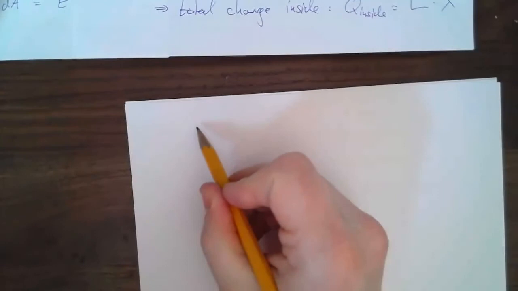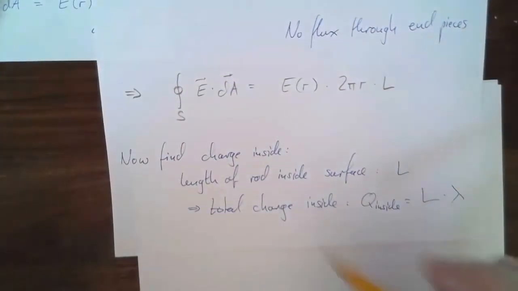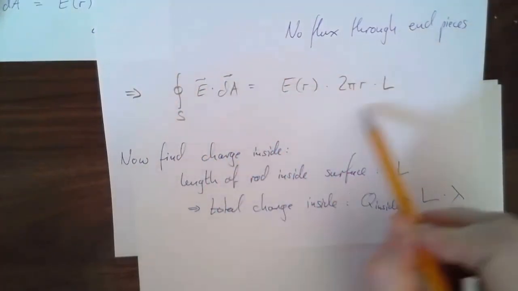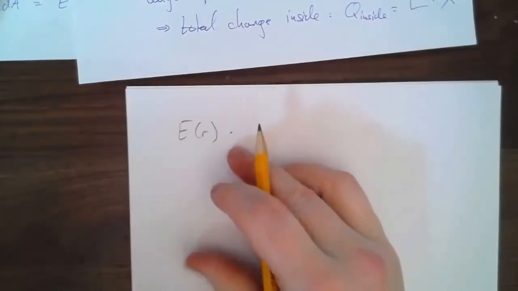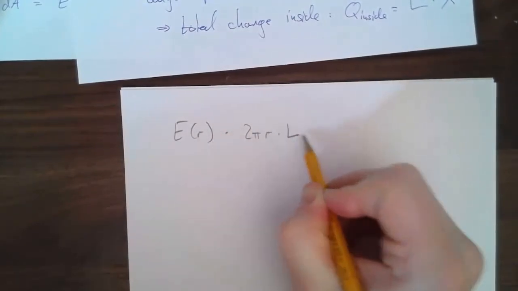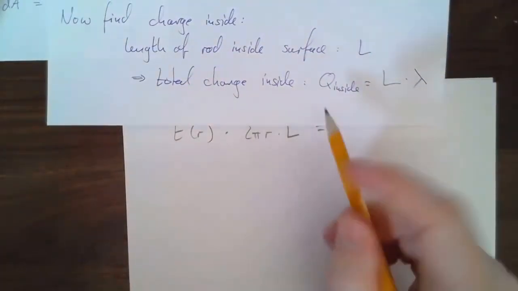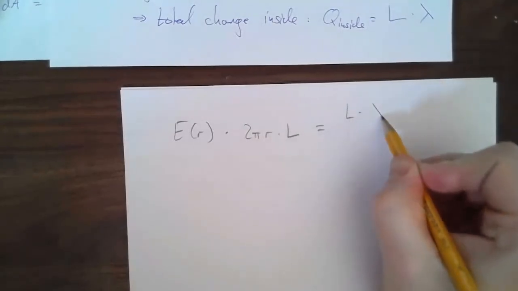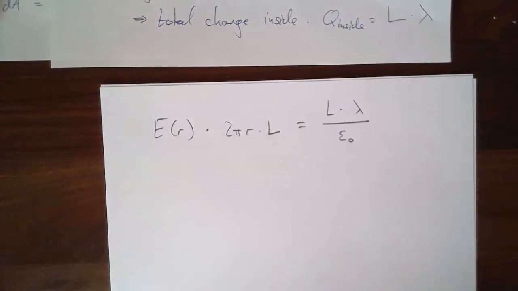So on the left-hand side of Gauss's law, we've got this expression here. E is a function of radius, the field strength. I know the direction already. It's radially outwards, times 2 pi r times L. That had better be equal to Q inside over epsilon naught. It's going to be L times lambda divided by epsilon naught. Okay, thank goodness, the L's are going to cancel out.